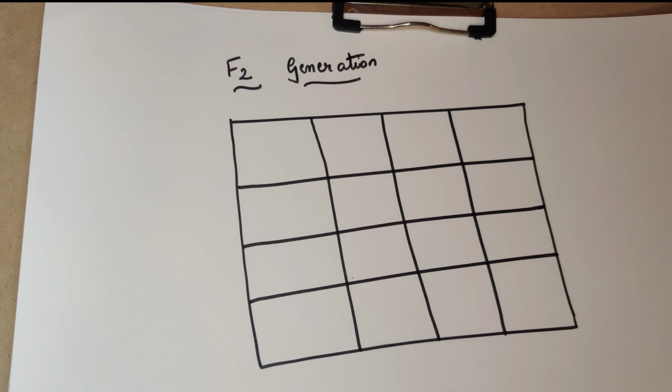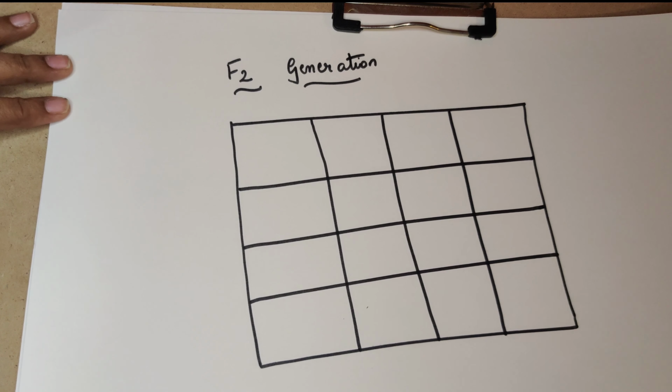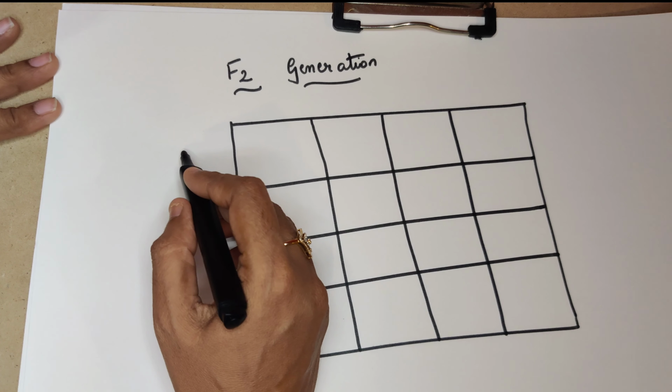Now students, we have come to working out the F2 generation. In this F2 generation, we are working out a Punnett square that contains 16 squares. When we work this out, we need to write the gametes on the x and y axis of the Punnett square. So let us see.